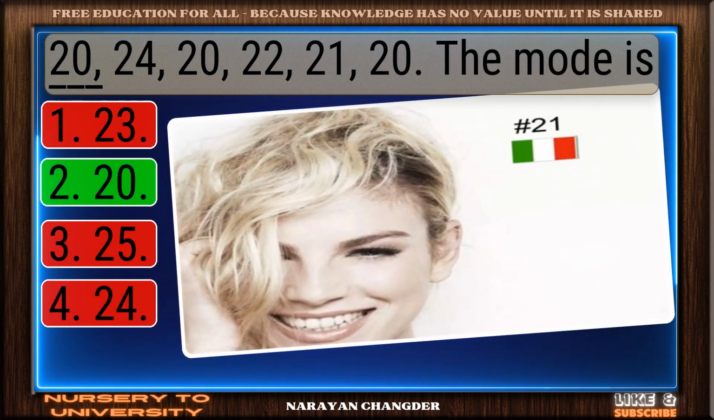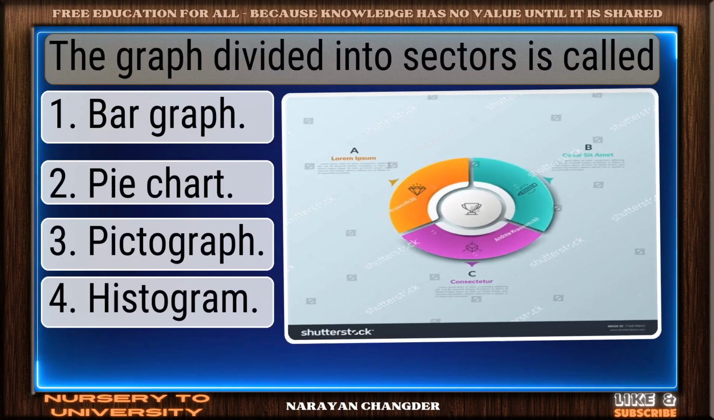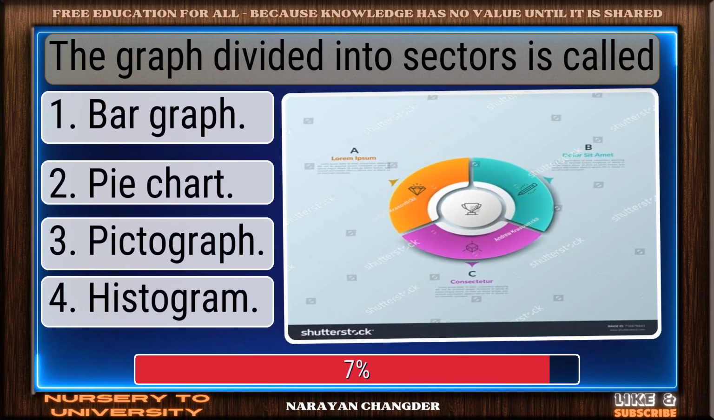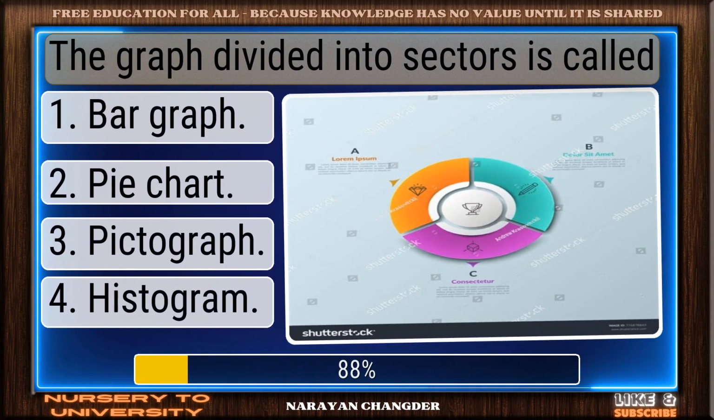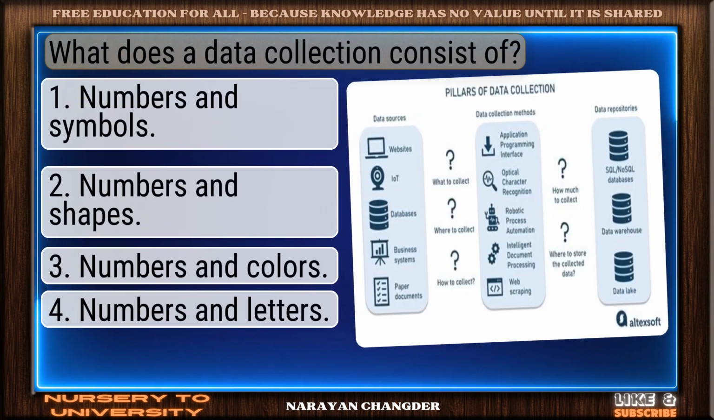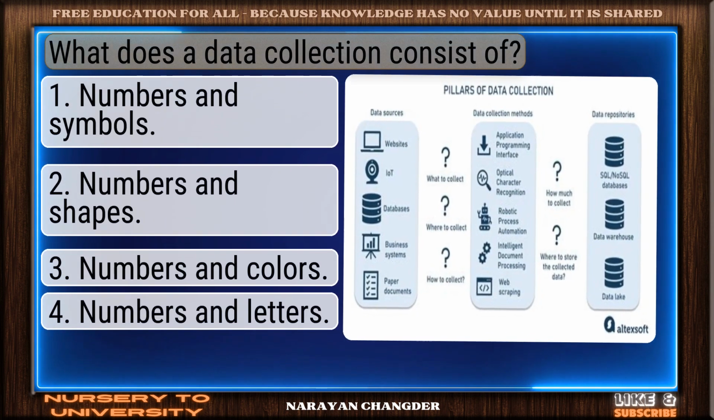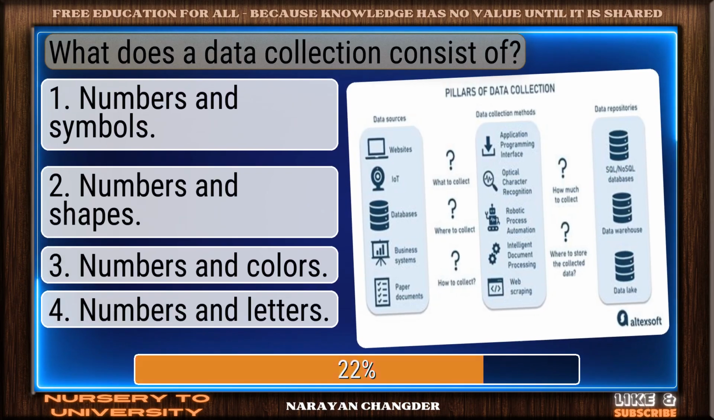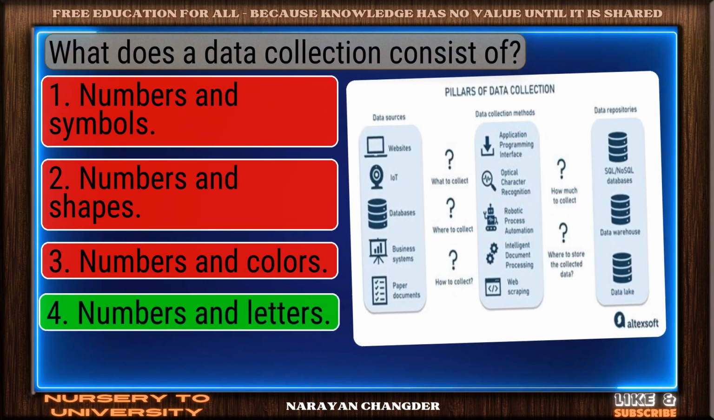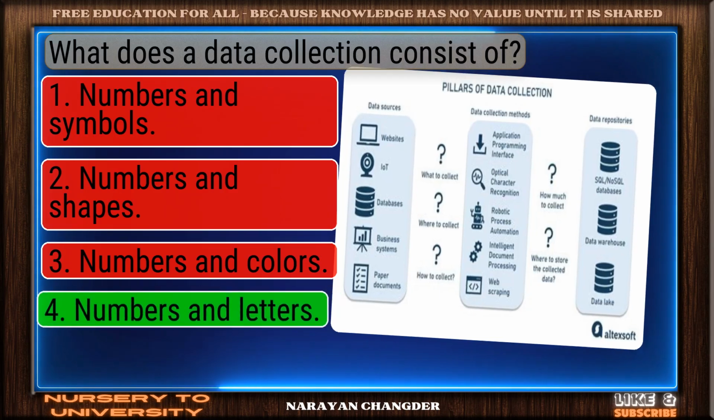Well reasoned. 20 is the correct choice. Question number 230. The graph divided into sectors is called. On track. Pie chart is the correct answer. Question number 231. What does a data collection consist of? Nicely done. Numbers and letters is a solid answer.